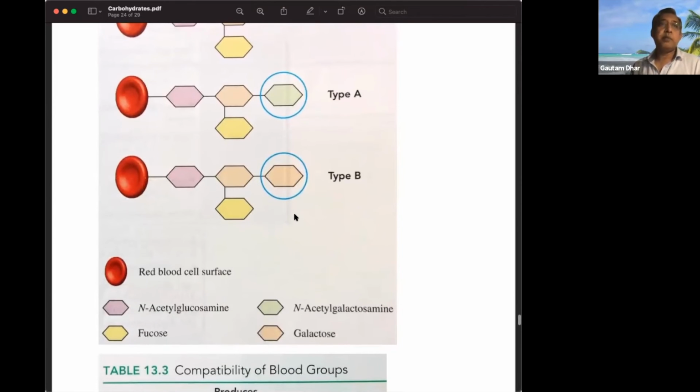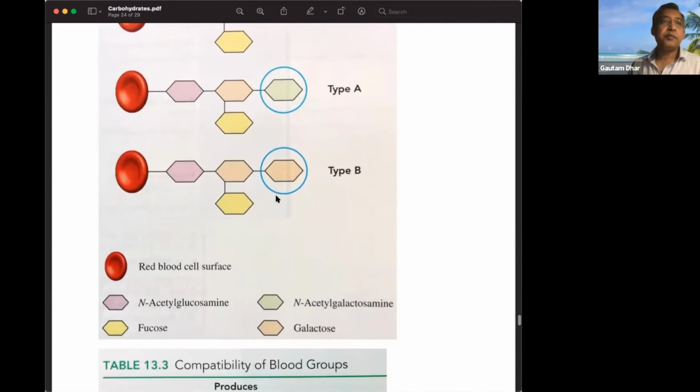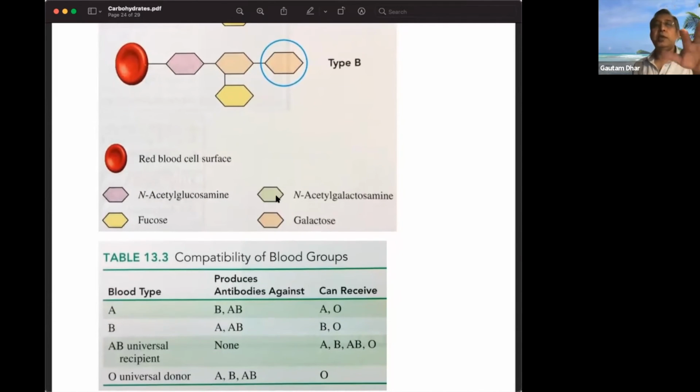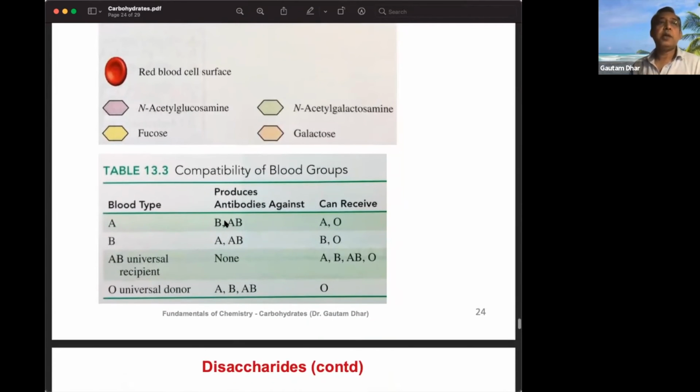For blood type A, you have the N-acetyl glucosamine. For blood type B, you have this galactose. So they are different, and they are recognized as 2 different cell types. And that is how we basically test. And the compatibility, I don't know whether it still holds good.